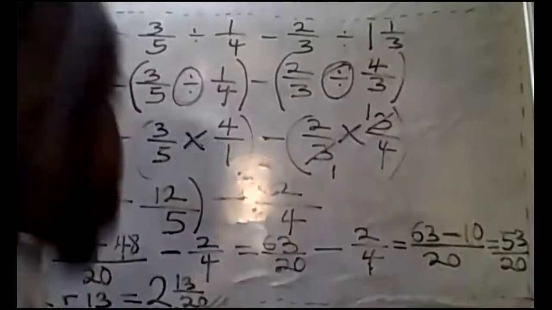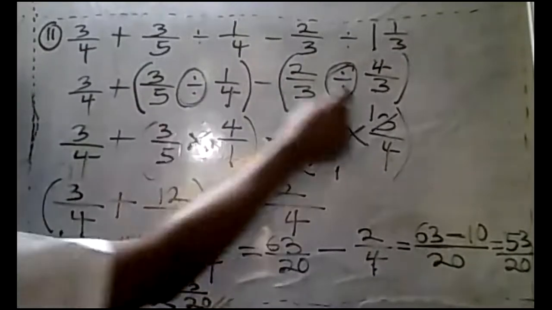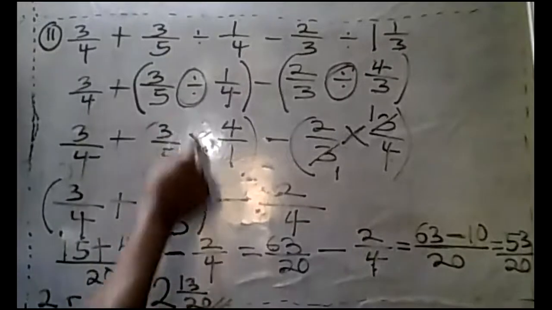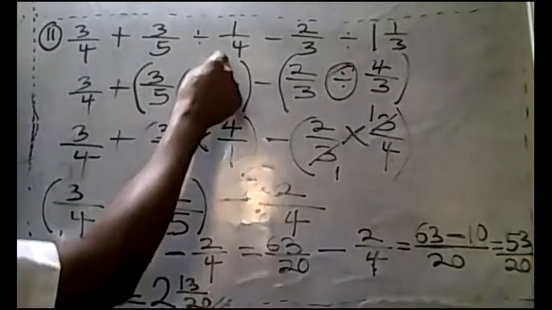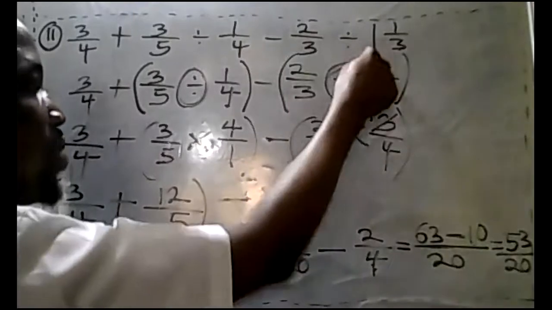Then bracket the ones with division. You bracket this, you bracket that. Then change the division sign to multiplication. Change this to multiplication. 4 goes up, 1 comes down. Change this to multiplication. 3 goes up, 4 comes down.